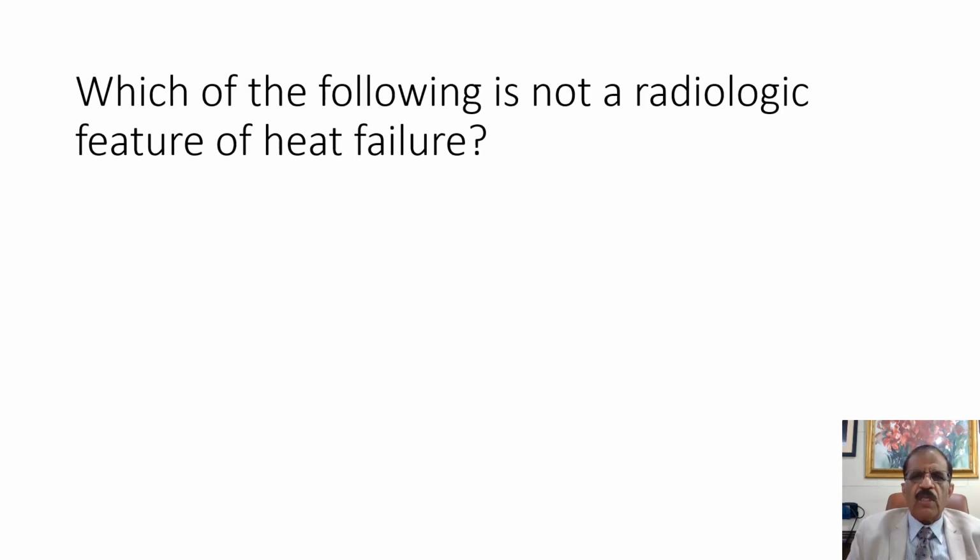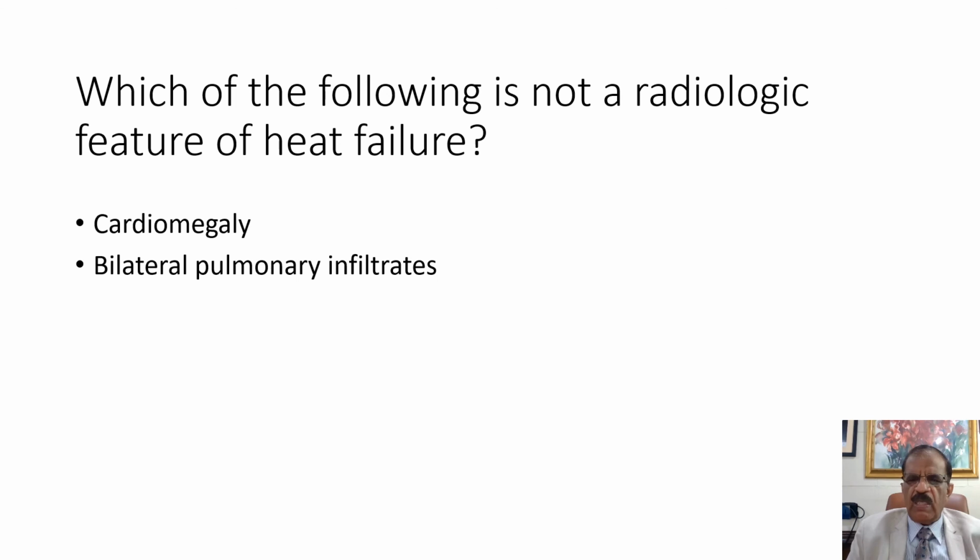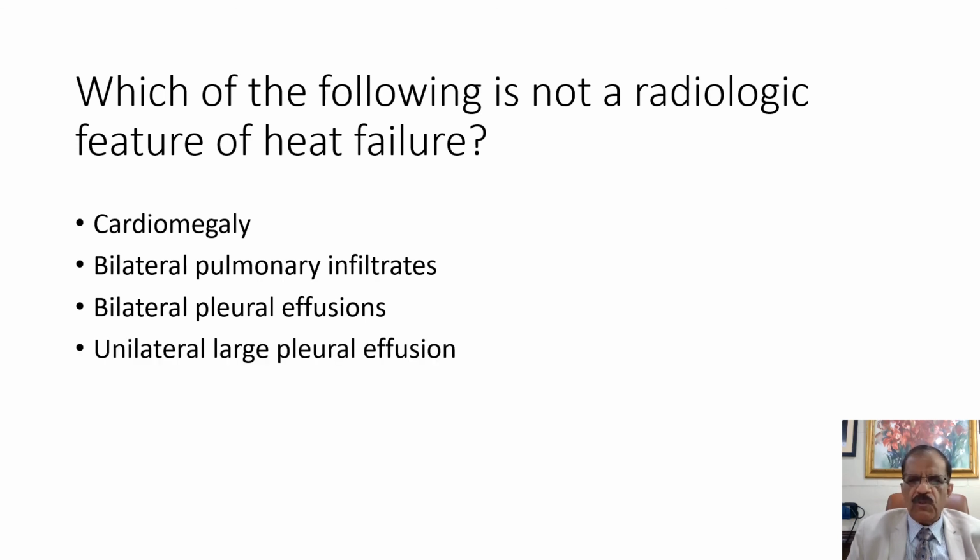Which of the following is not a radiologic feature of heart failure? Whenever we suspect heart failure, usually we do an X-ray chest, and X-ray chest gives us a very, very good clue. Now, the question is which one of the following is not a radiological feature? Cardiomegaly, bilateral pulmonary infiltrates, bat wing infiltrates to be more precise, bilateral pleural effusions, unilateral large pleural effusion, and Kerley B lines. Which one of these five features is not a sign of heart failure? This should be easy, I think.